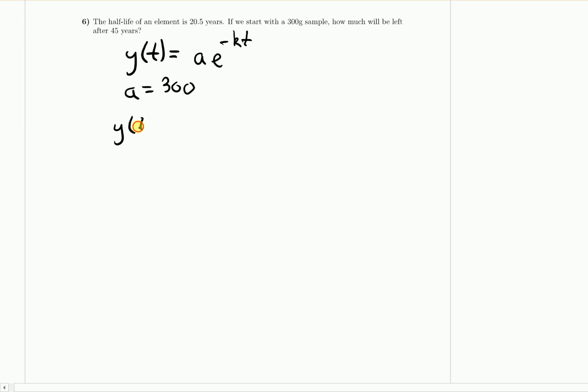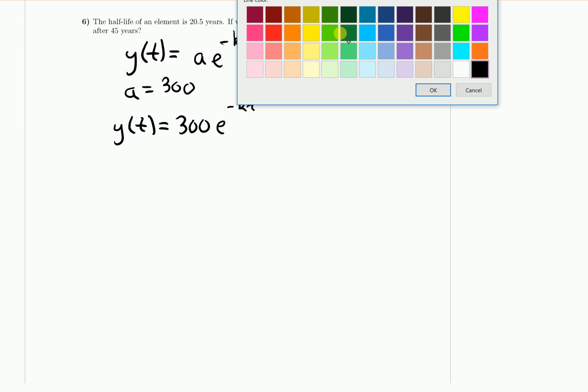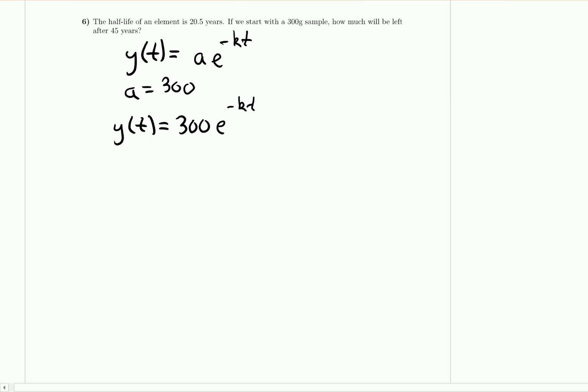If I do that, I get y of t equals 300 e to the negative kt. Then it says the half-life of the element is 20.5 years. So if I plug in 20.5 for t, I get 300 times e to the negative 20.5 k.